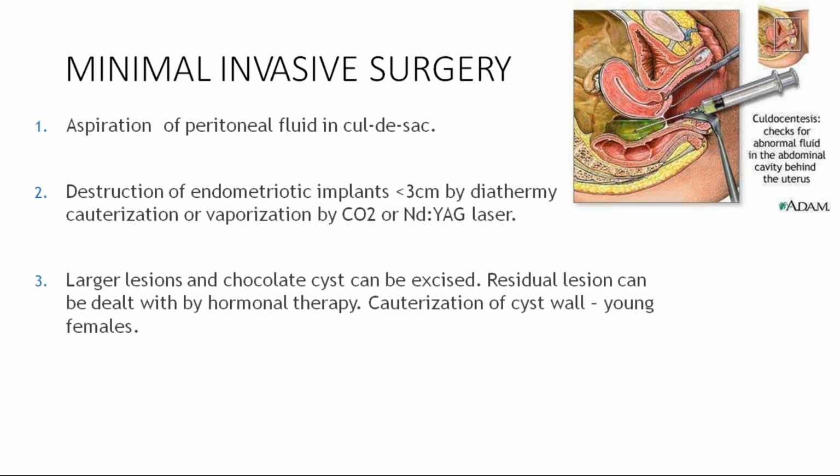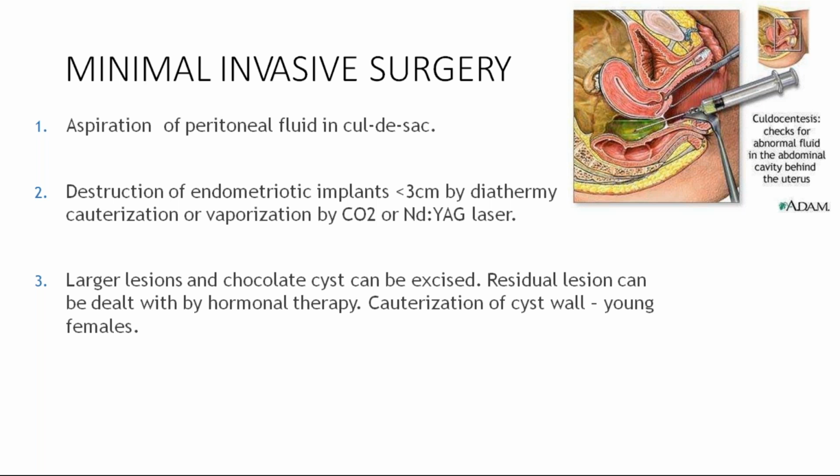And next, destruction of the endometriotic implants less than 3 cm by diathermy, cautery, or vaporization by carbon dioxide or Nd:YAG laser. Wherever you see the spots, you can go for destruction if the size is less than 3 centimeters. If the lesion is larger, or chocolate cysts are more than 5 or 6 centimeters, then you have to go for excision of the cyst by laparoscopy. Residual lesion can be dealt with hormonal therapy.